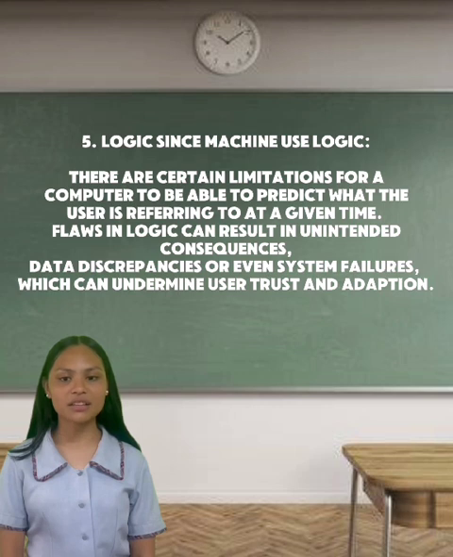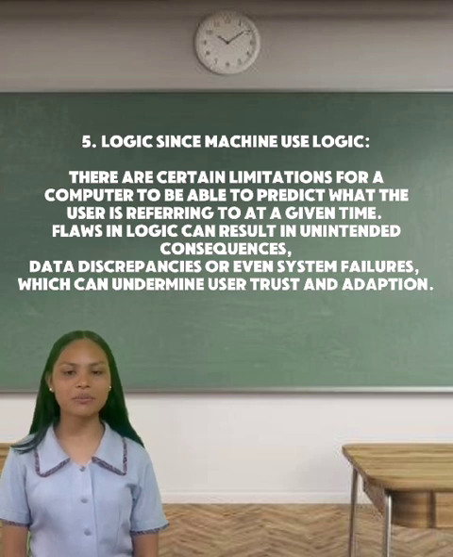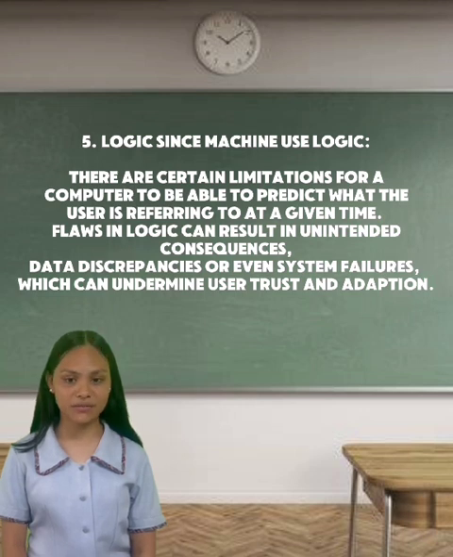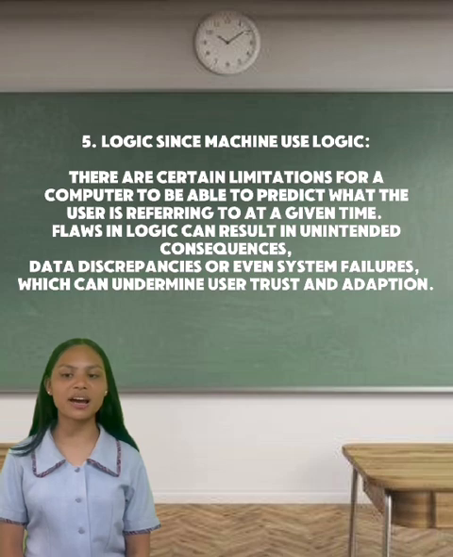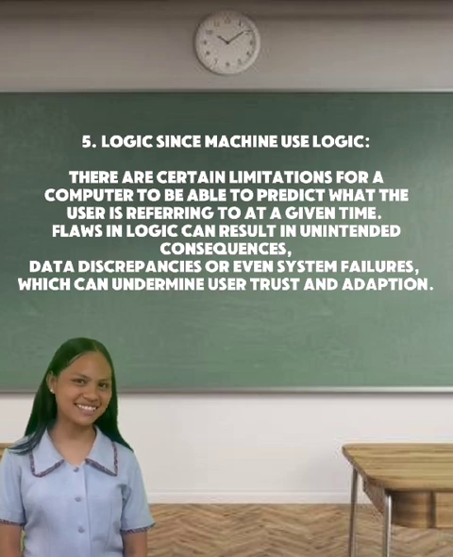there are certain limitations for a computer to be able to predict what the user brings at a given time. Flaws in logic can result in unintended consequences, data discrepancies, or even system failures, which can undermine user trust and adoption.